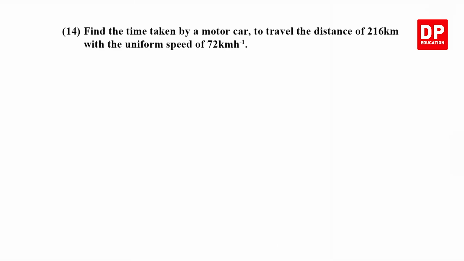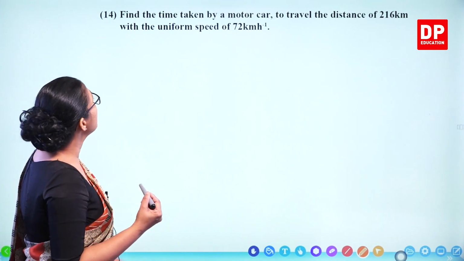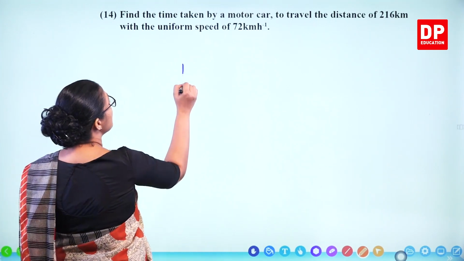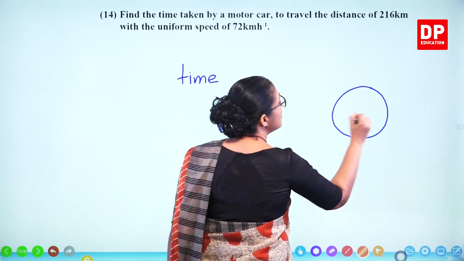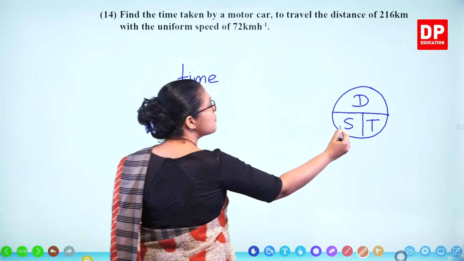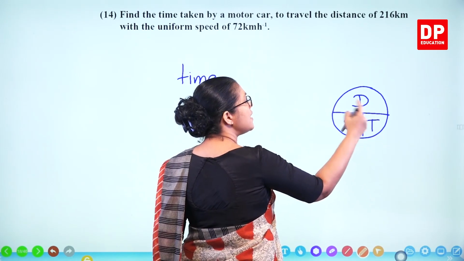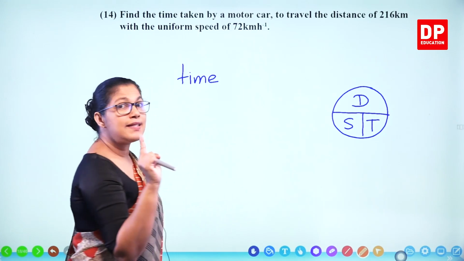14. Find the time taken by a motor car to travel the distance of 216 kilometers with the uniform speed of 72 kilometers per hour. Both are in kilometers, so we can straight away find out the time. So what's the equation? Can you remember? Distance, speed, time. Distance over speed is time. Distance over time is speed. Speed times time is distance.